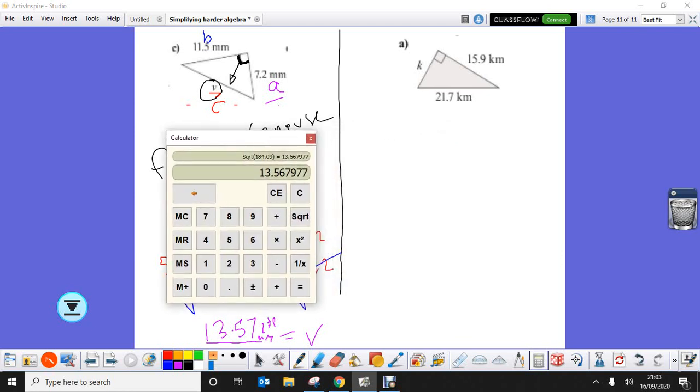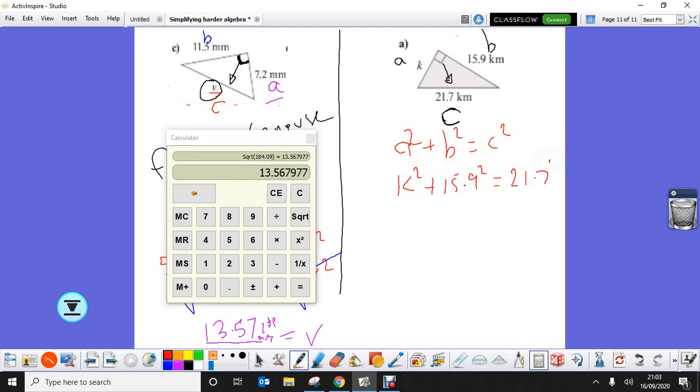This time, if I do the same process, I'm going to come across from the right angle. So that's my hypotenuse, that's got to be my C. This side, the K looks like my smallest, I'm going to call that A, and the other one I'm going to call B. Next stage, sub in the values. So A squared plus B squared equals C squared. A squared, we don't know what it is, but we're going to call it K. B squared is going to be 15.9 squared. And then C squared, we know that one is going to be 21.7 squared.